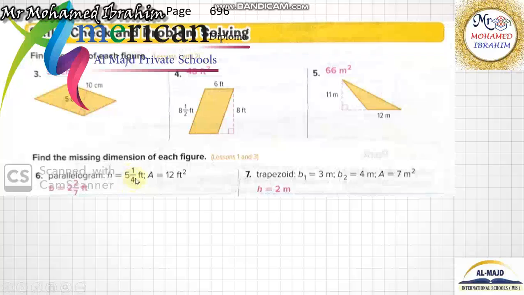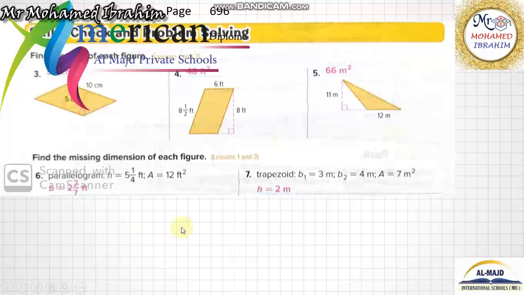5 and 1 over 4, we must convert it into normal fraction. 4 times 5 is 20. 20 plus 1 is 21 over 4. 21 over 4, if you want to divide 12 over any fraction, any numbers, when we divide them together, we must do this. 12, write the first fraction, don't change it.